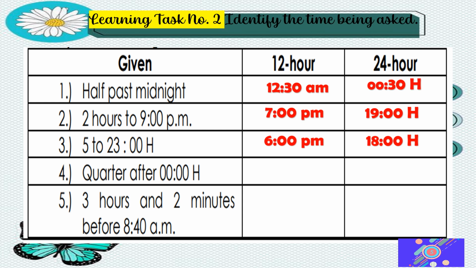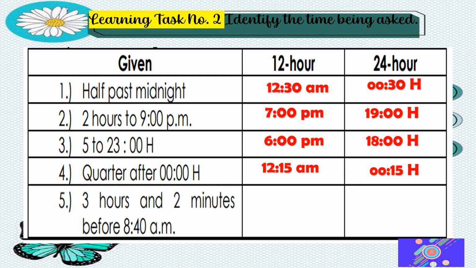And then for number 4, quarter after 100 hours, or 100 hours. Okay, so for the 12-hour clock, quarter after. So that means pagkatapos. No, 15 minutes after 0, 100 hours. So that is 12:15 a.m. And then in 24 hour, it will be written as 0, 115 hours.